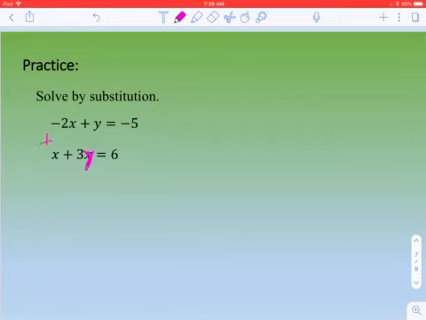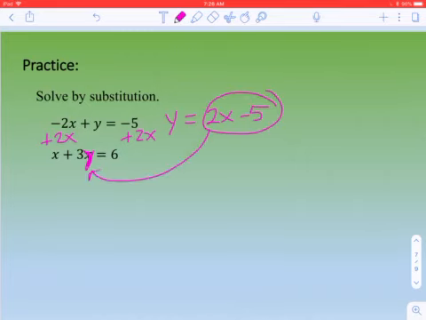So I'm going to add 2x to both sides of the equation. So that's going to give me y will be equal to 2x minus 5. And I'm going to take this 2x minus 5 and put it in for y. So then the new equation is going to be x plus 3 times, I'm going to take 2x minus 5, and that's going to be equal to 6.